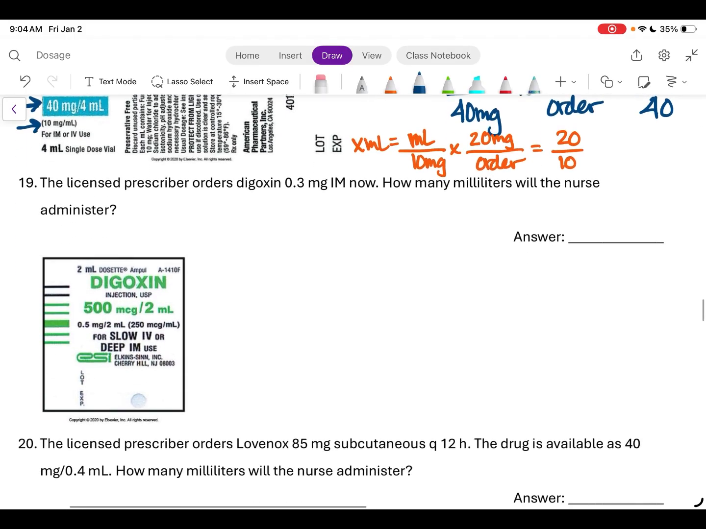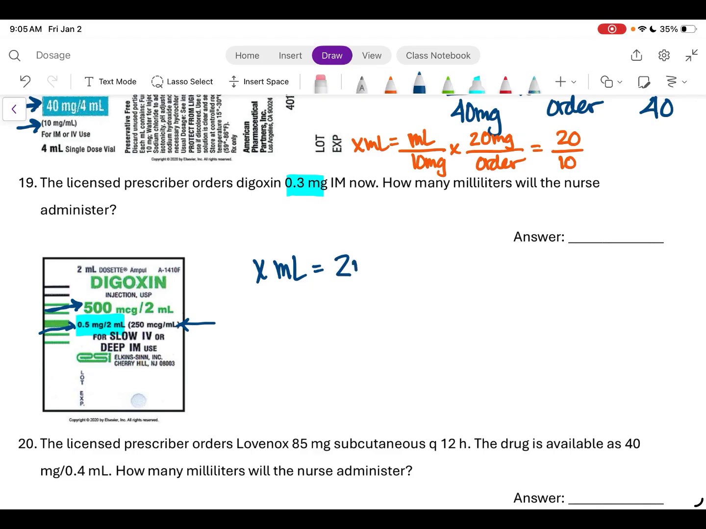Moving on. Your licensed prescriber orders digoxin 0.3 milligrams. How many milliliters will you administer? So X mL. Again, this label is giving me a lot of information. I have this concentration that's equal to this concentration that's also this concentration. However, my question's in milligrams, and out of these 3 things on the label, only this one's also in milligrams. Because I'm trying to avoid conversions that I don't have to do.